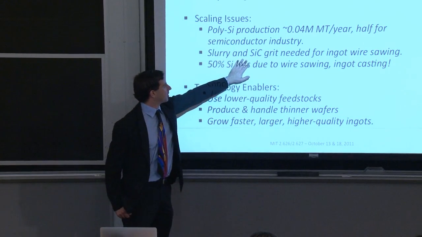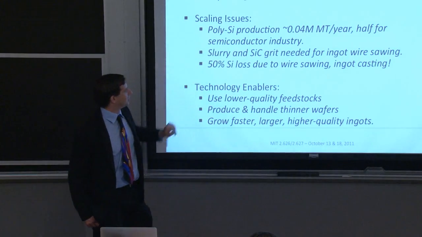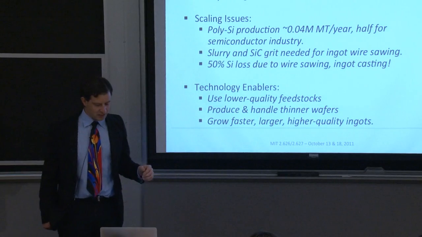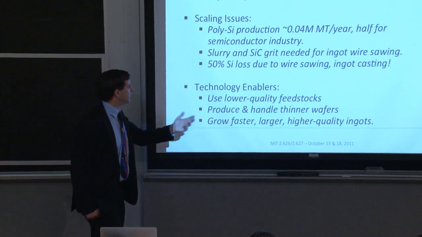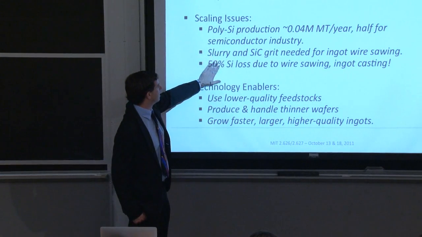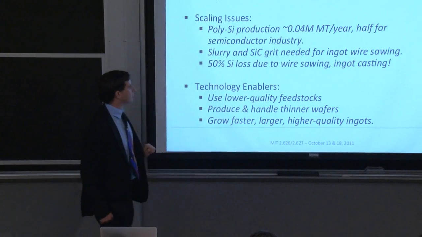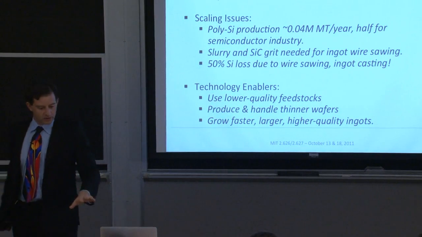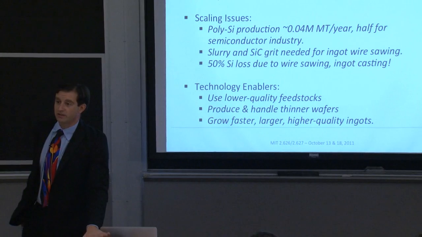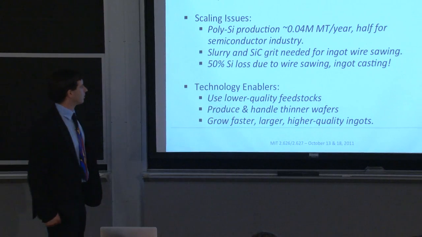The slurry and the silicon carbide grit needed for wire sawing is at some point going to become an issue. These are huge volumes of waste that need to be transported through the factories. And of course, the silicon loss due to wire sawing and ingot casting results in only 50% of the silicon in this ingot being used in the actual wafers to make solar cells.